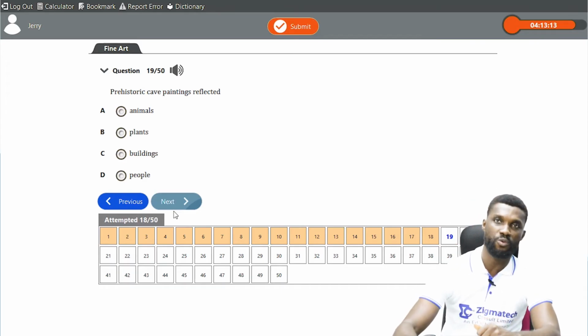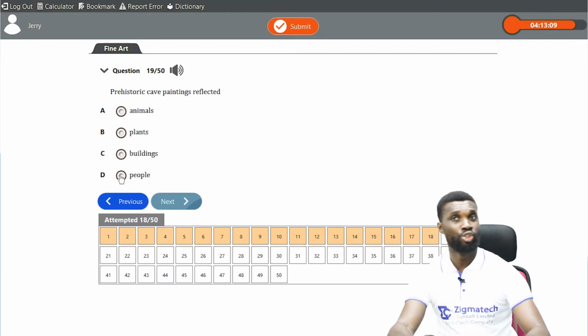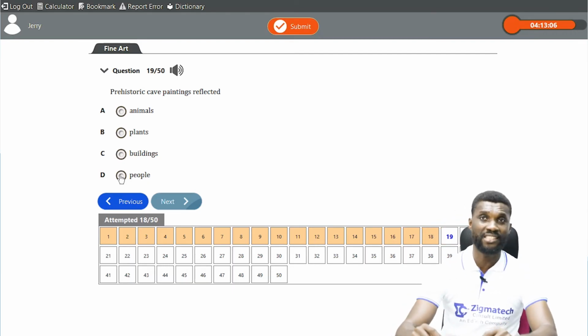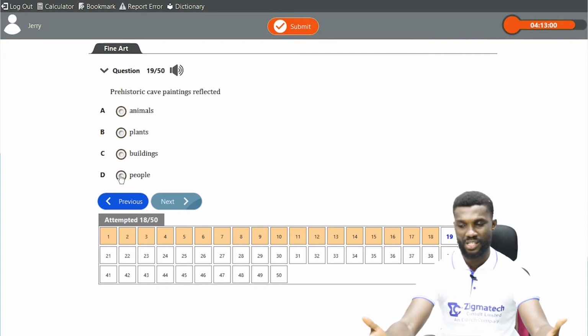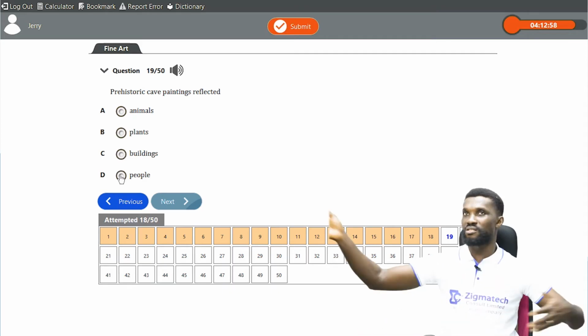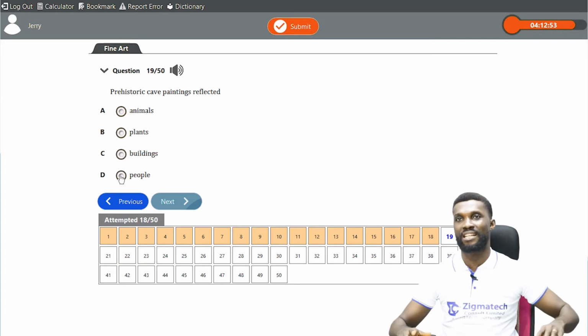Now let's take it. Let's start from option D. People. Did they paint people? No, they did not paint people. The prehistory men, which is the cavemen, they did not paint people. As a matter of fact, they were just wanderers. They were nothing like people. You know, they just move and sleep, everybody on your own. Nobody stays together. All right.